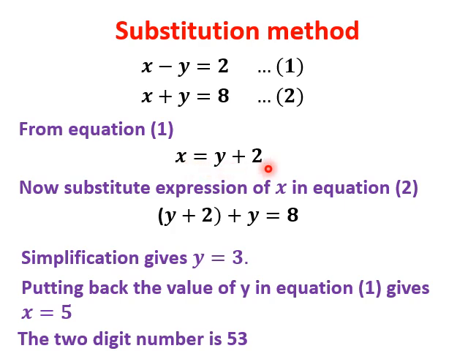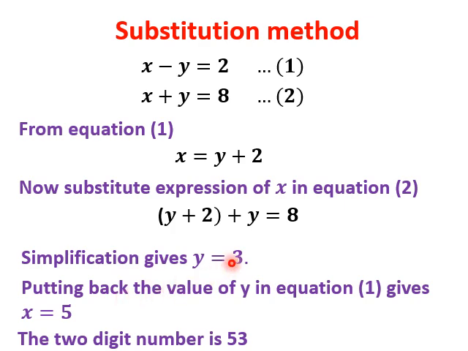Now we will substitute this in the second equation. So x is y plus 2, plus y is equal to 8. Now this is an expression containing the y term only, or one variable only. So this can be easily solved. So this will be 2y plus 2 equal to 8, 2y equal to 6, so y equal to 3.